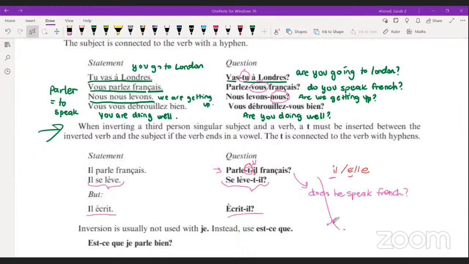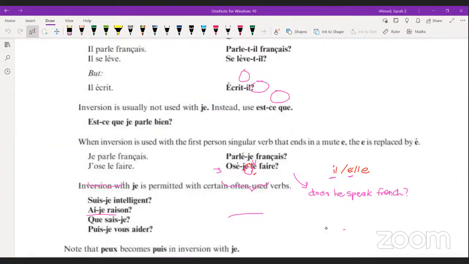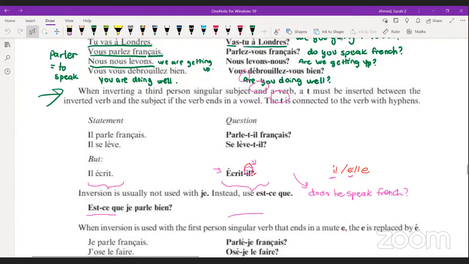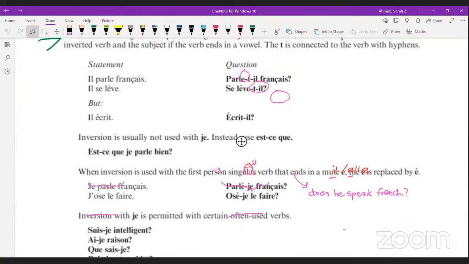Oops, trying to get my eraser. Okay, so let's scroll down. Oh, I did it with the wrong tool. Okay, that's fine. I made a little mistake.